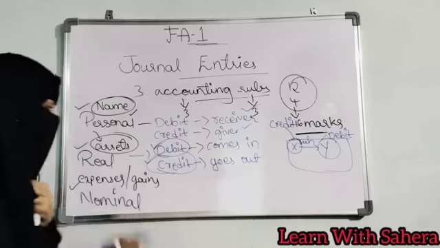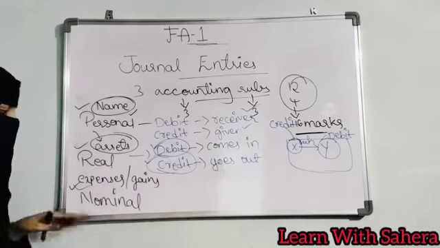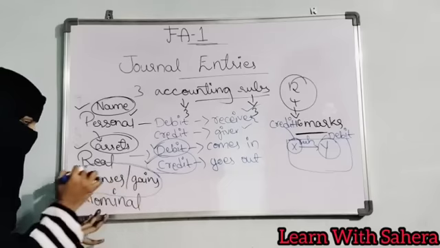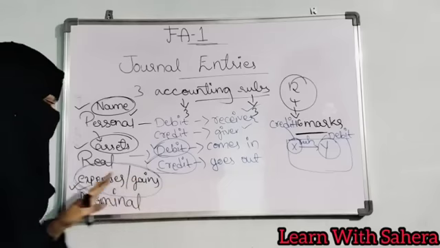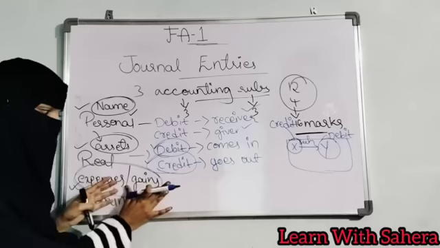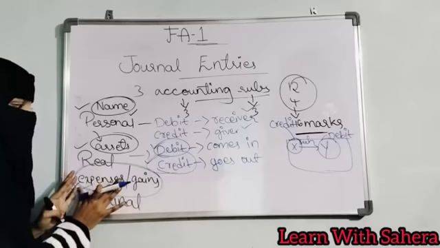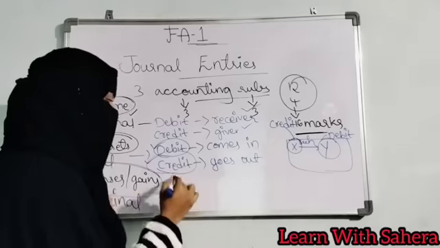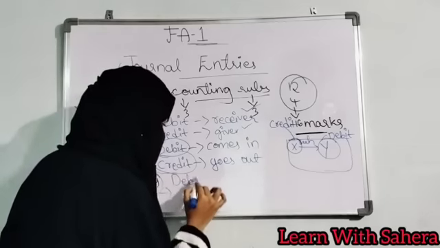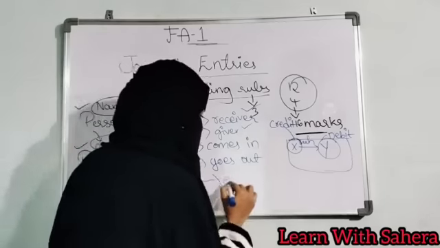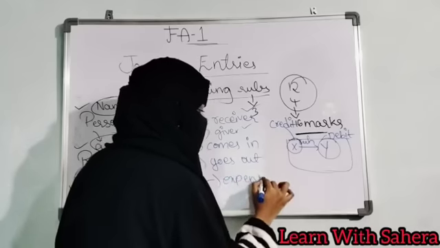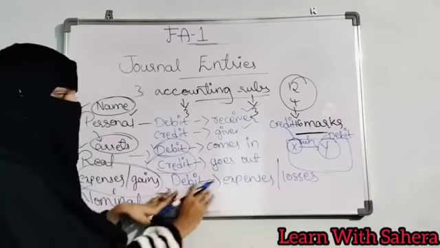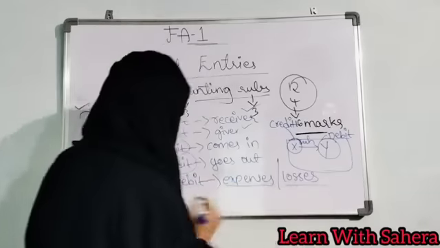Okay. Next, let us go with the nominal. What is nominal, children? Already I have said, nominal is expenses and gains. So, where will expenses come and where will gains come? Let us see. So, here in the nominal, debit all expenses or losses. Okay, children. Debit here expenses and losses.